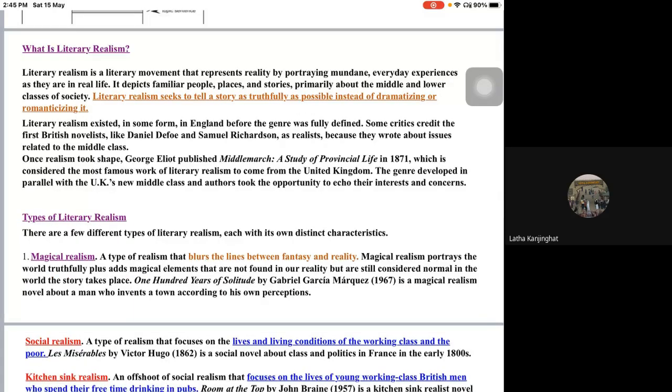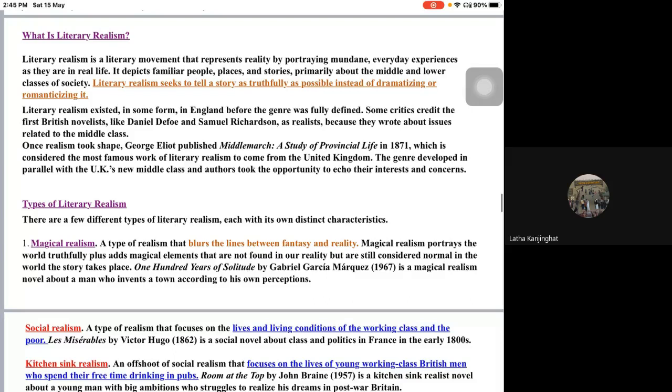I just wanted to give you some more details about literary realism. Like in the last class, we talked about literary realism. What is literary realism? Okay, it's a literary movement that represents reality by portraying mundane, everyday experiences as they are in real life. It depicts familiar people, places, stories, primarily about the middle and lower classes of society. And literary realism seeks to tell a story as truthfully as possible instead of dramatizing or romanticizing it.